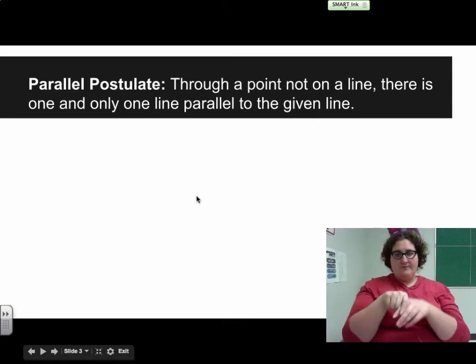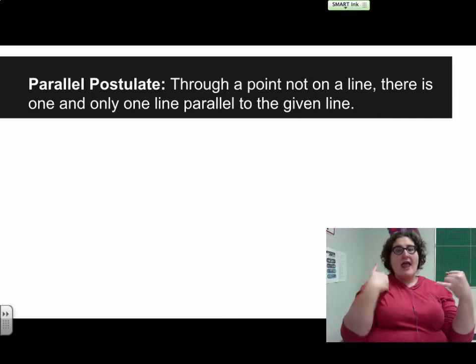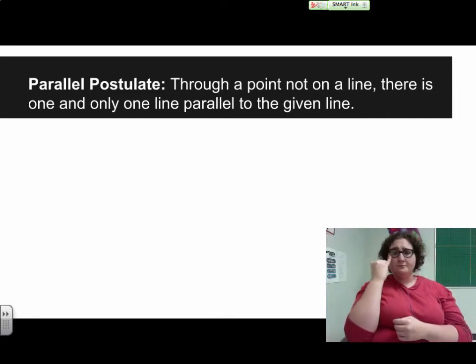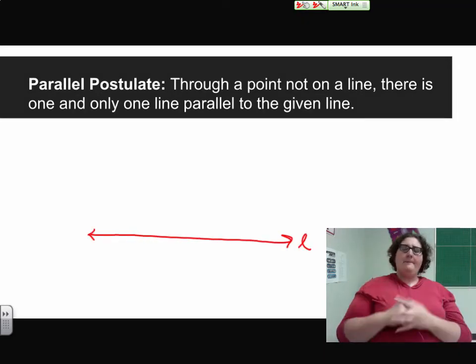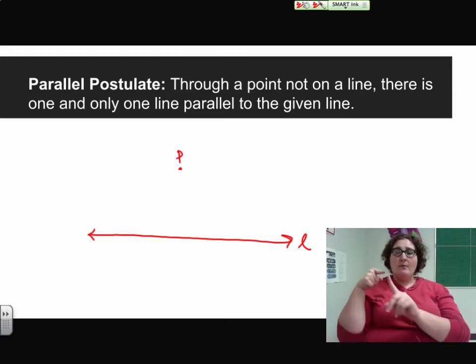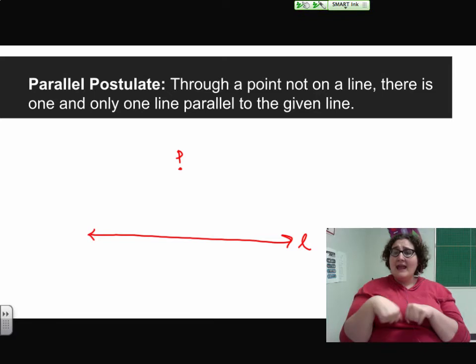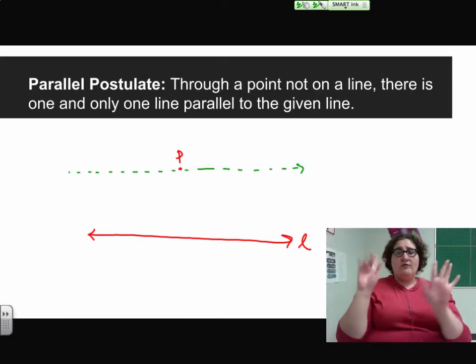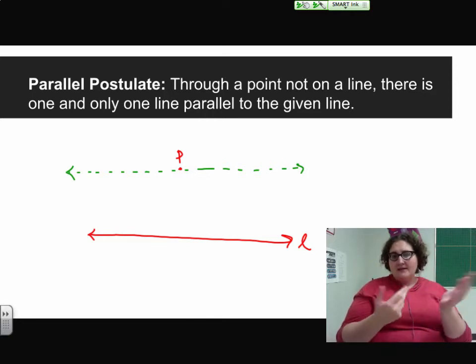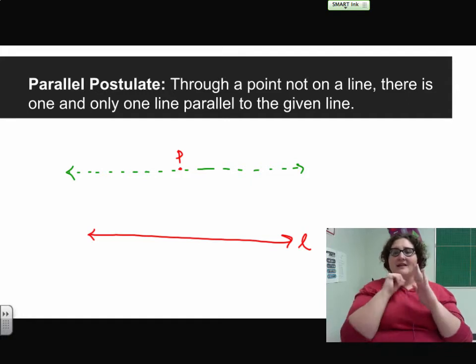Okay, parallel postulate. It says through a point not on the line, there is one and only one line parallel to the given line. So if I have a line, we'll call this line L, and I have point P over here. There is only one line that I can draw through point P that would be parallel to line L. That's what this theorem says, because if I start to tilt it at all, then it won't be parallel to line L.